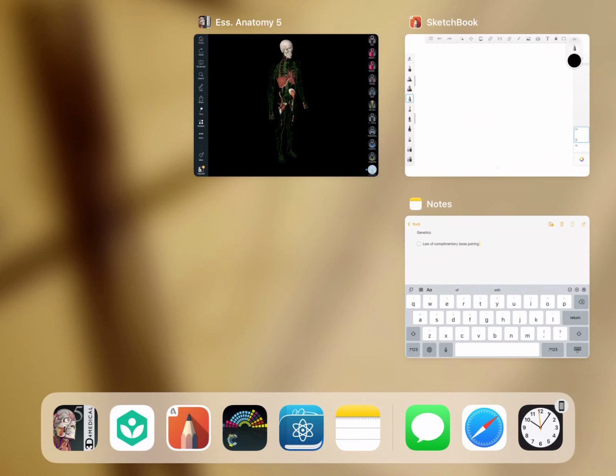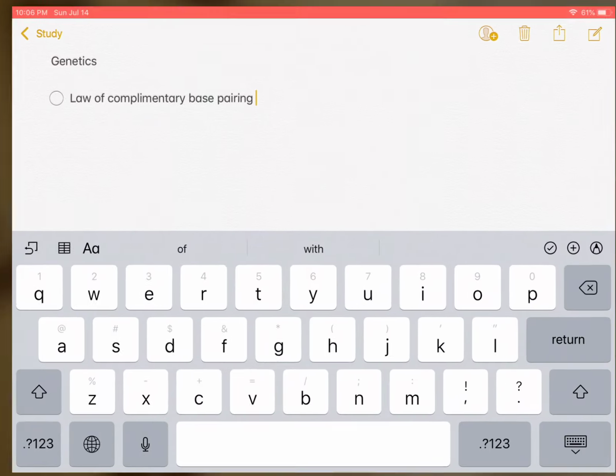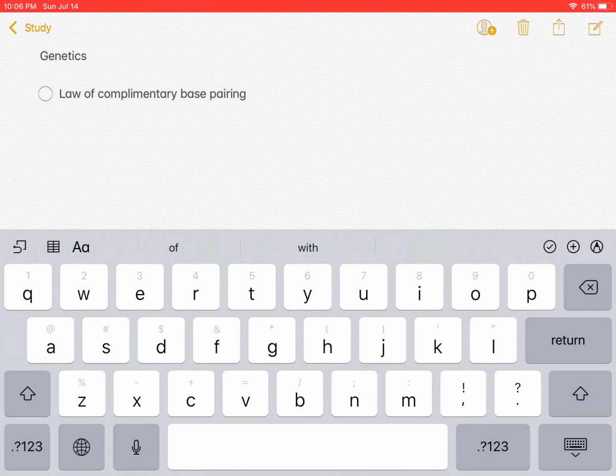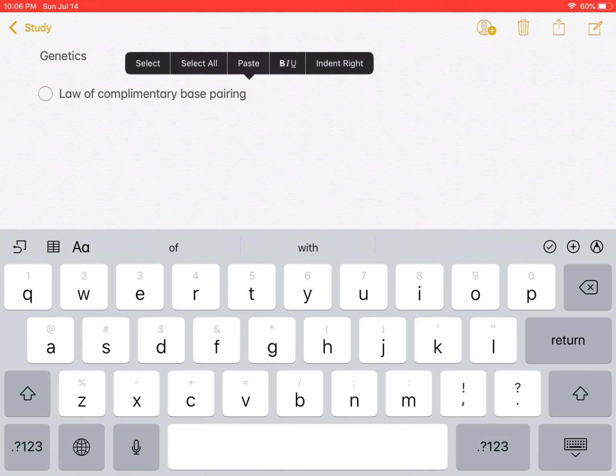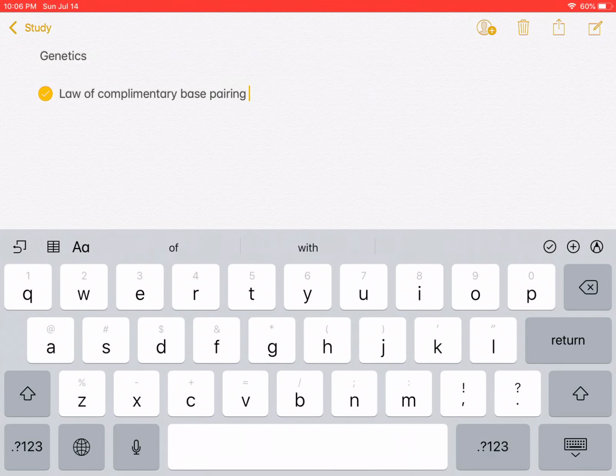This is episode 4 on Let's Study Anatomy and Physiology. Today we're going to go over genetics. We're also going to go over histology, a brief overview of the integumentary systems and the skeletal system. We're going to briefly go over them as a little study guide on how to create nice flashcards. So the first thing that you want to be able to master is the law of complementary base pairing.